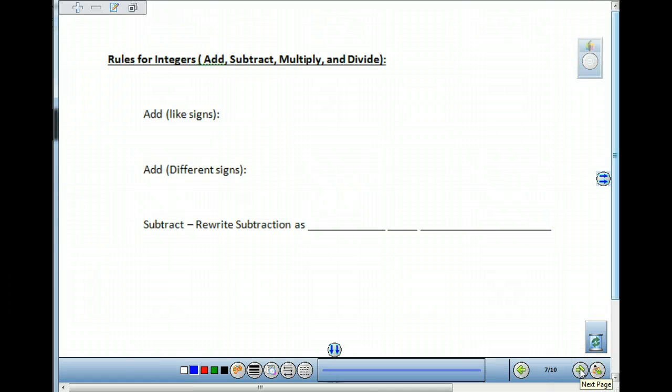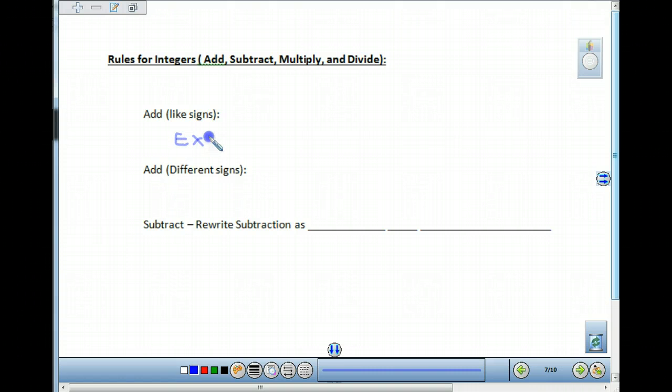The other thing we're going to talk about, and I'm going to be asking you to look at, is the rules for integers. So what are the rules to add, subtract, multiply, and divide integers? Remember, our integers are the positive and negative whole numbers. No decimals, no fractions. So what do you do when you add like signs? Now, what I would like for you to do is to give me the rule, and then I also want you to give me an example. So what do you do when you add? You're going to give me the rule, and then you put an example.